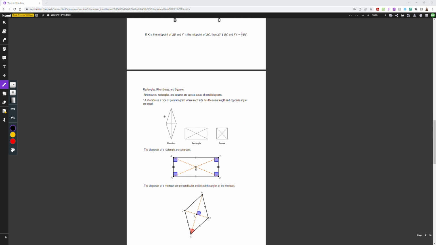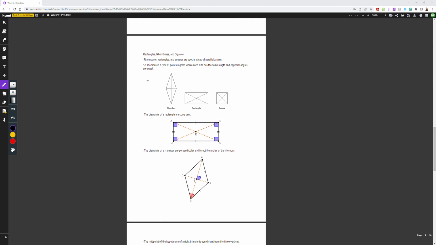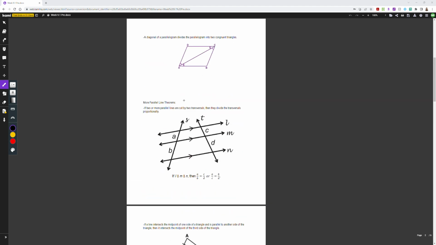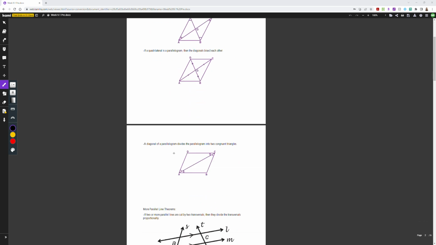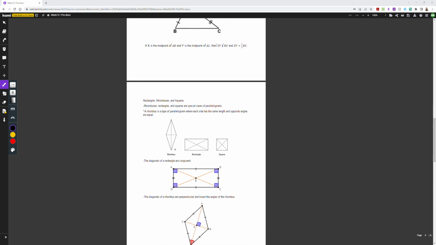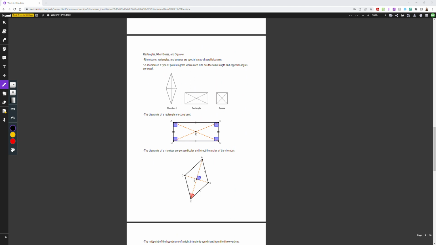Okay. Now, with rectangles, rhombuses, and squares. So essentially, rhombuses, rectangles, and squares are special cases of parallelograms. Remember, if we look at the definition of a parallelogram, it's a quadrilateral whose opposite sides are parallel with each other. So we look, this side and this side are parallel, this side and this side are parallel. That's why these are special cases of parallelograms.